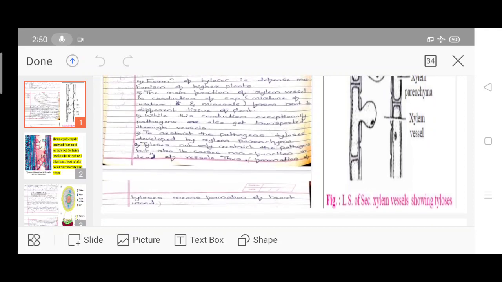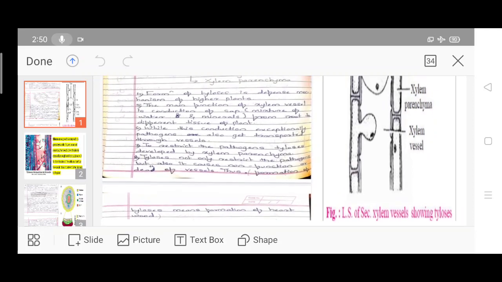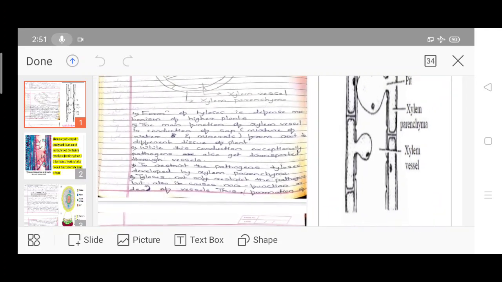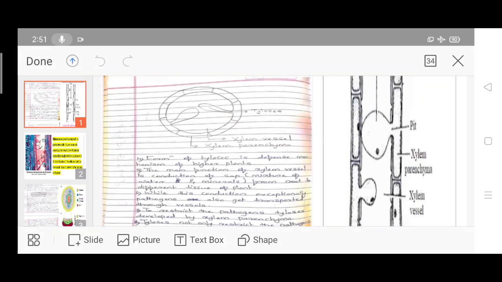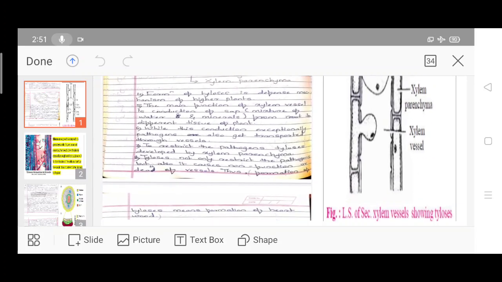Thus, the formation of tylosis means the formation of heartwood. This is also a part of the formation of heartwood. When these tylosis are developed, they ultimately cause the death of the vessel. If the death of the vessels takes place, the heartwood will be developed. So this is one of the important features developed by the plant as a defense mechanism.